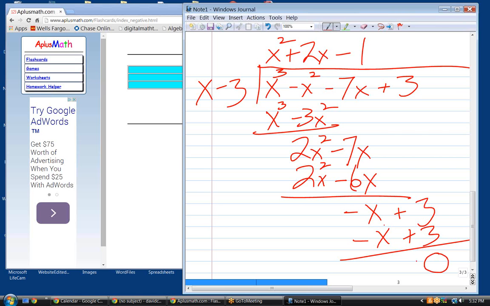Then it'd equal 0. I'm brain dead. 3 minus 3 is 0. So there's no remainder, which means that's a perfect factor of that polynomial. The remainder is 0. Because it's a remainder of 0, it is a factor. I can now say that x minus 3 times that quadratic is equal to this cubic.